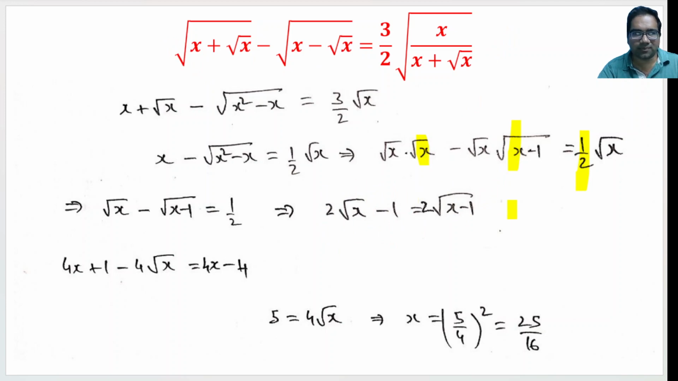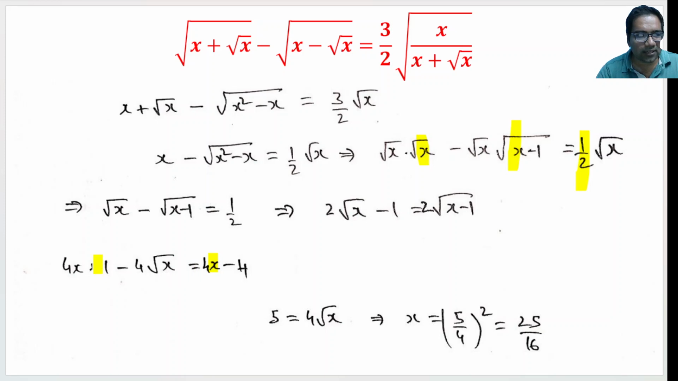Let us square this. Then this becomes 4x, since the square of 2 root x is 4x. Plus 1 minus 2 times 2 root x, that is minus 4 root x. This is the square of the left hand side. What is the square of the right hand side? 4 into x minus 1, that is 4x minus 4. The right hand side is 4x minus 4.